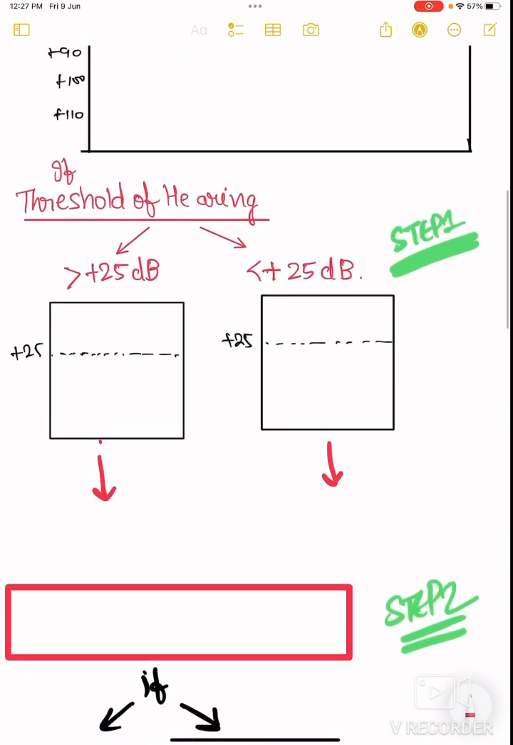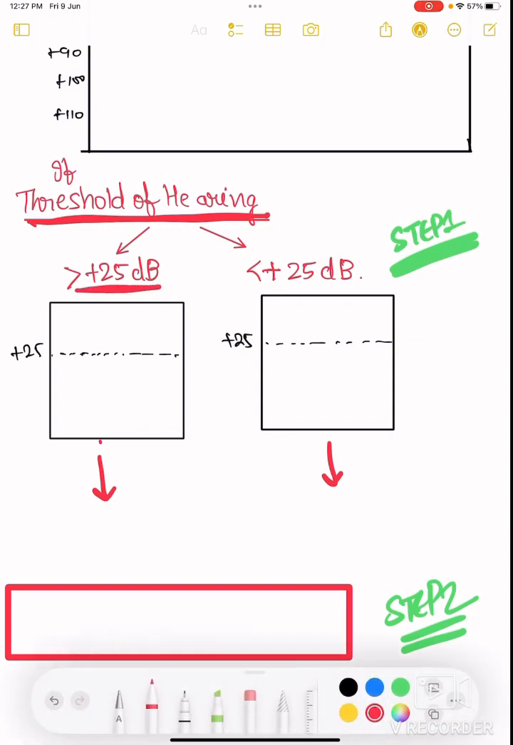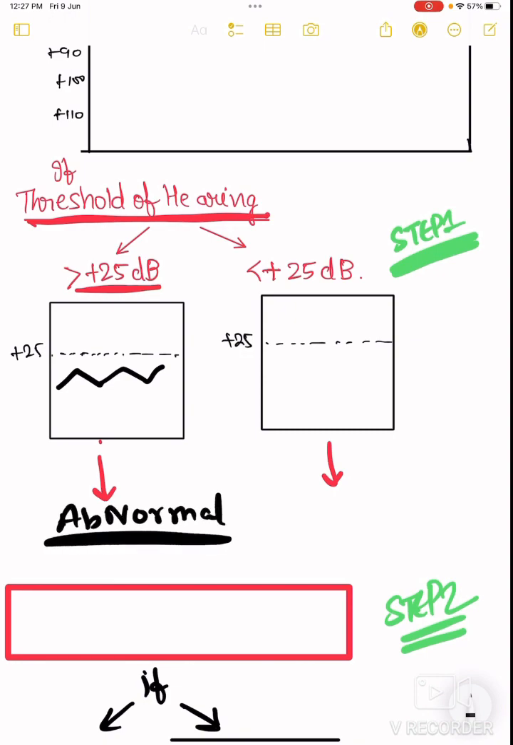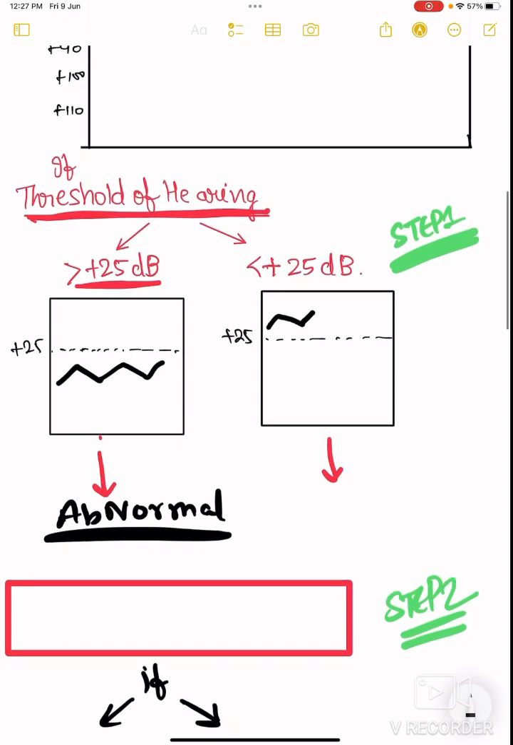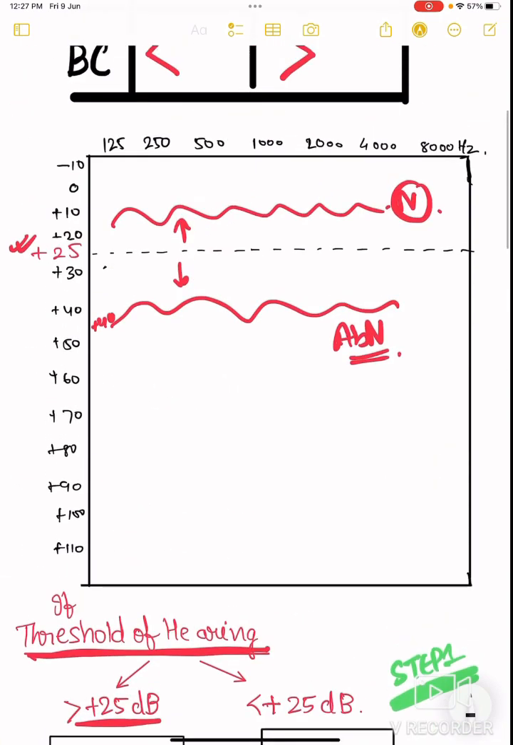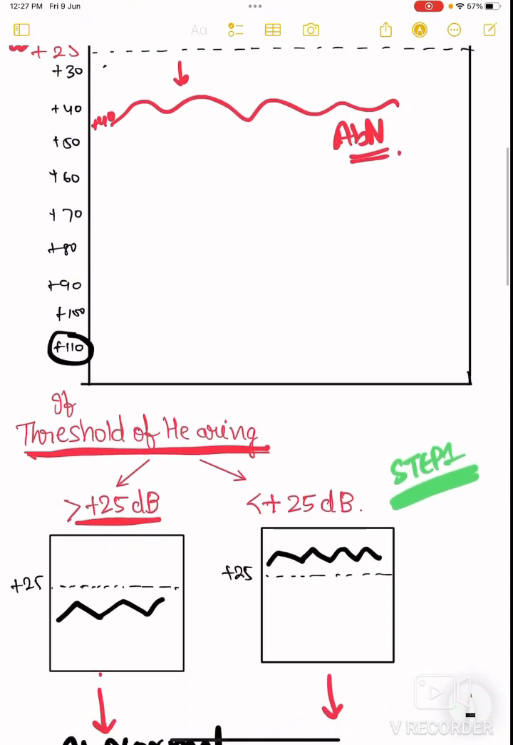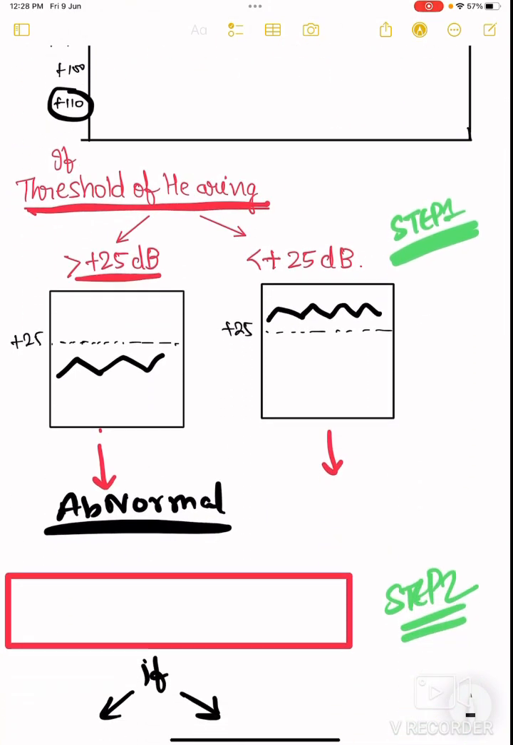If the threshold of hearing is more than 25 decibels, it means the graph I will make is below 25 decibels, then it is an abnormal graph, meaning the patient has some problem. And if the threshold of hearing is less than plus 25 decibels, the graph is above the plus 25, oh sorry, because here it is minus 10, 0, and here it is plus 110, and this is the frequency. So if it is less than plus 25 decibels, the graph is above, it is a normal graph, meaning the patient is normal.